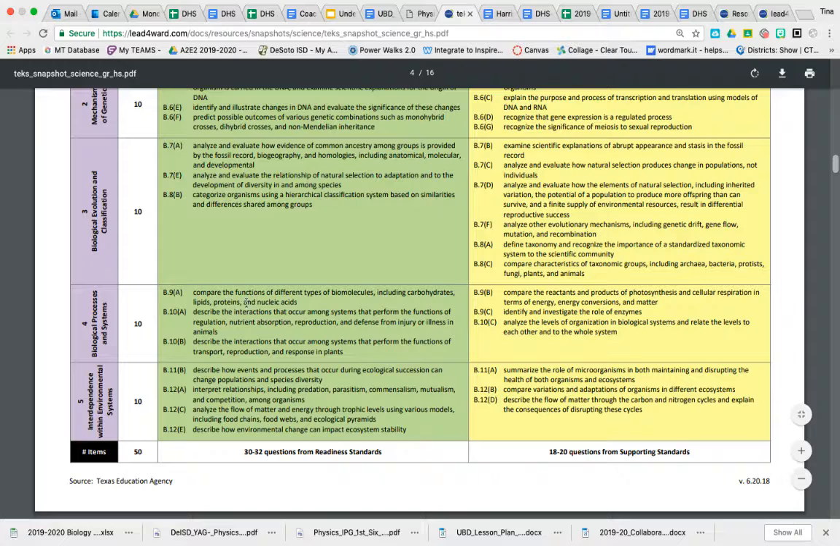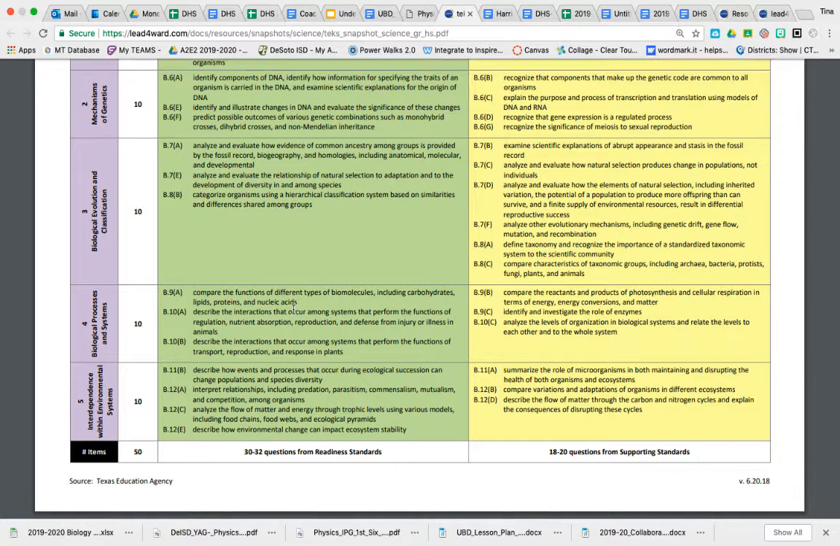Here it says that 9A for biology, the students will compare the functions of different types of biomolecules, including carbohydrates, lipids, proteins, and nucleic acids. So they're expected to compare, that's my verb. And what are they comparing? The functions of different types of biomolecules. And what's the context? Dealing with carbohydrates, lipids, proteins, and nucleic acids. Okay, that's pretty good.